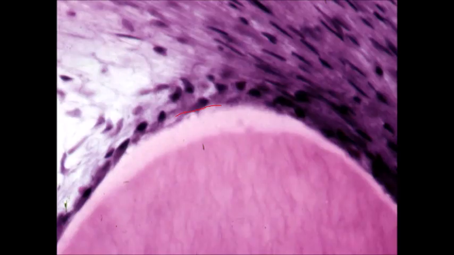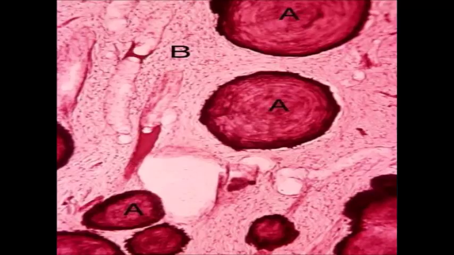Here I can see the odontoblast-like cells. This is the predentine, and here I have the dentine. This is the false pulp stone. I have concentric calcification, like circles, like a cross-section of a tree or an onion, and this is resembling the bone. We call it the false pulp stone.